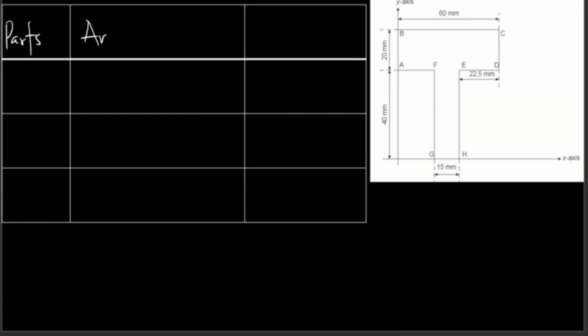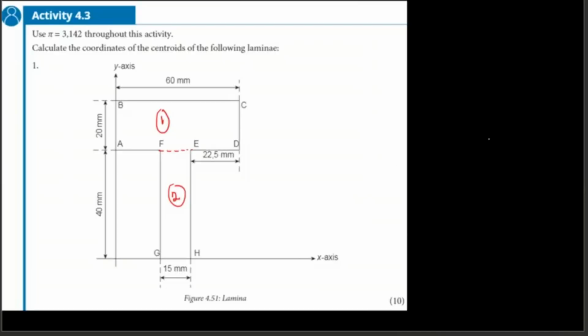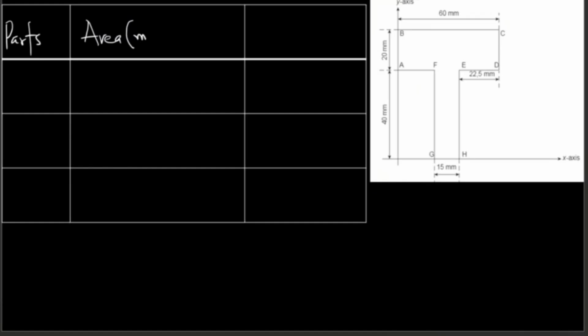Area. It is in millimeters, so you write millimeters squared, and then this one will be the coordinates, which is your x and y, the coordinate of that part. I will show you how to do that.